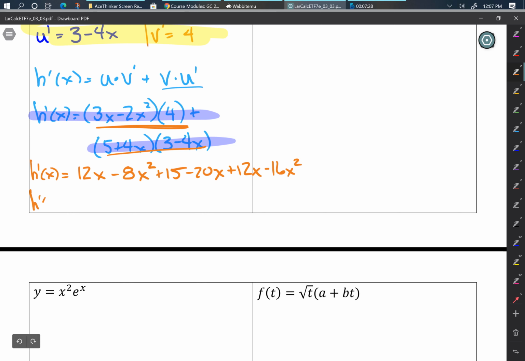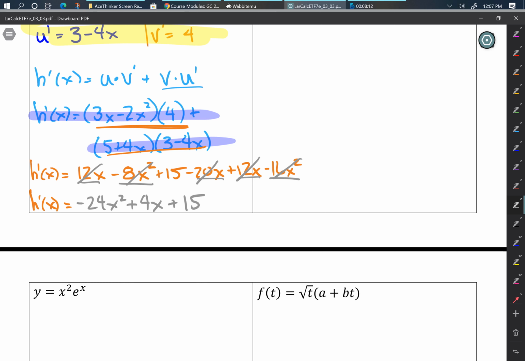Okay? Now I just need to combine like terms. Starting with my highest power, that's my x squared. So there's negative 8 of them there, negative 16 of them there. Negative 8 and negative 16 is negative 24, so I have negative 24x squared. I'm going to cross them out so I don't miss anything. Now I'll do my x's. I've got 12x, 12x, and negative 20x. 12x and 12x is 24x. 24x less 20x is 4x, a positive 4x. I took care of that, and that. And then my constant term is just that 15. I only have one constant term. And there's my derivative. Right?